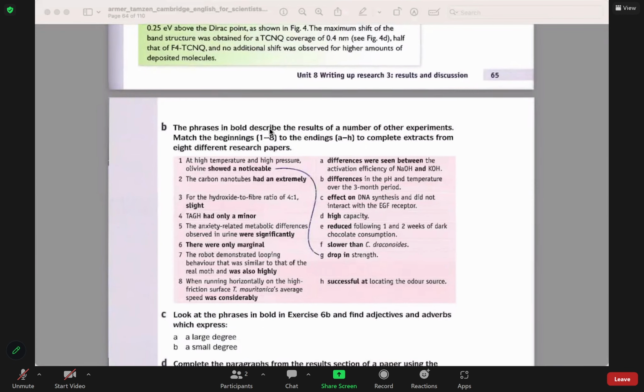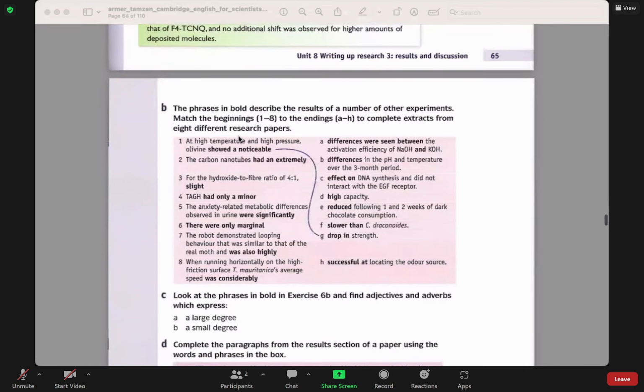The phrase in bold, but B, this one, describes the results of a number of other experiments. We should match the beginnings to the endings, and these are extracts from 8 different research papers. So number 1 is done for us. Let's try to guess the rest. Number 2.